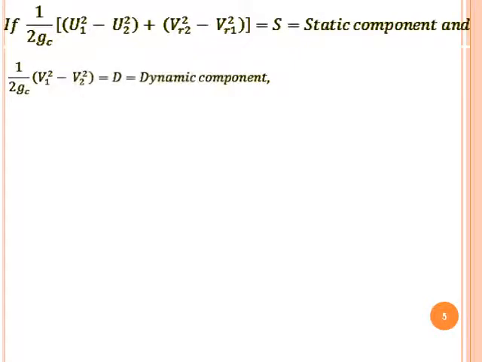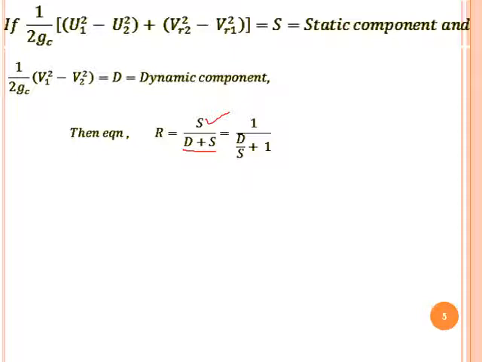Similarly, 1 by 2 Gc times (V1 square minus V2 square) is called the dynamic component, denoted by the letter D. According to that, the degree of reaction R is equal to static head over total head. The static head is denoted by S, and the total head is equal to static head plus dynamic head, or static component plus dynamic component.